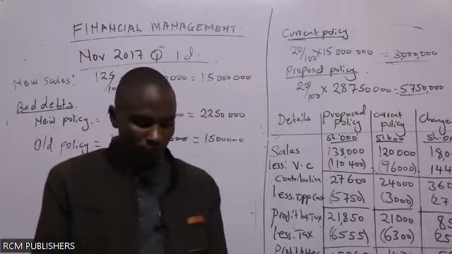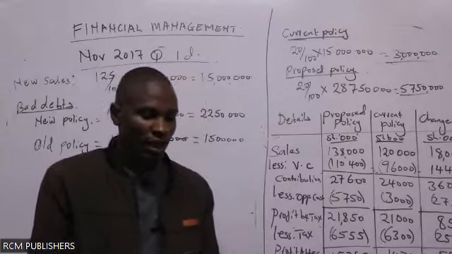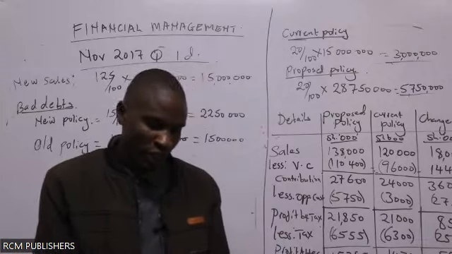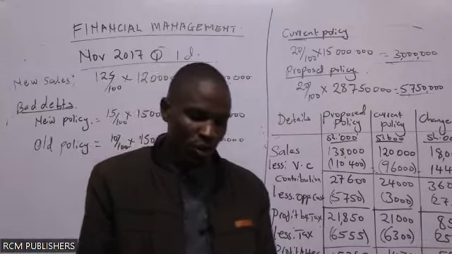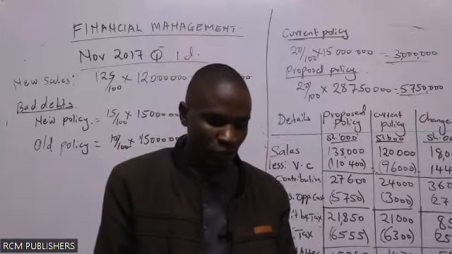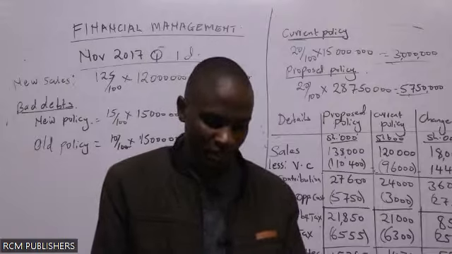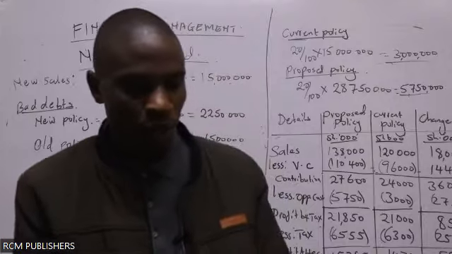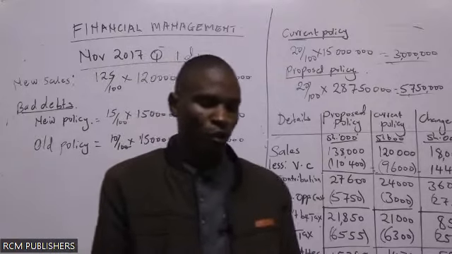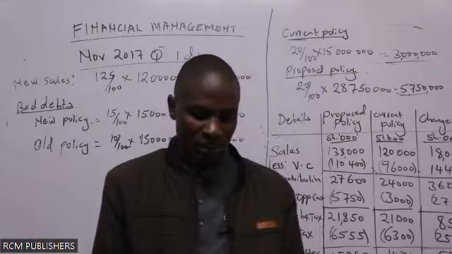And we are told, for the first one, what are we told? Look at the information carefully. That the management of Google Limited intends to change the company's credit policy from net 30 to 3/10 net 60. Therefore, there will be a discount for any customer who pays within that stipulated time.